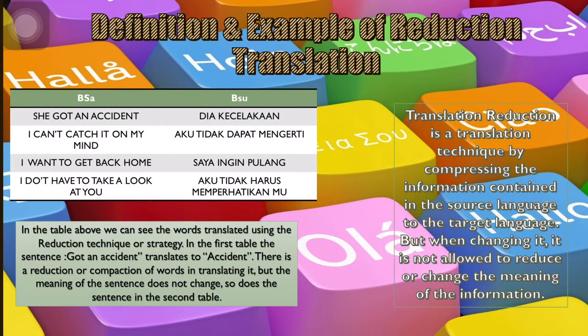In the first table, the sentence garden accident is translated to accident. There is a reduction or compaction of the words translated, but the meaning of the sentence does not change. Accident, kecelakaan. So that's the sentence. In the second table, I can't catch it in my mind. Aku tidak dapat mengerti. Okay.